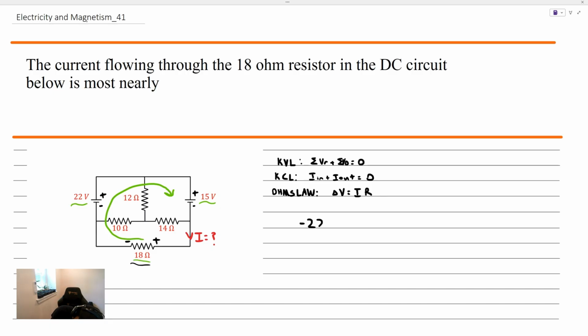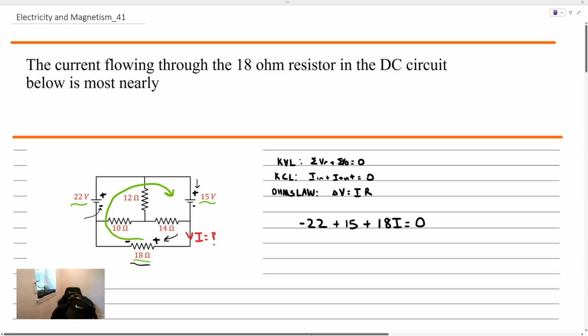Negative 22, and I started with that negative because as you travel clockwise, you're going to intersect that negative sign first. Keep traveling around the loop, we're going to encounter this positive 15, and these are both voltages. The last element that we're going to encounter here is a positive, and then the voltage drop associated with that 18 ohm resistor is going to be the product of 18, the resistance, times the current flowing through that resistor, which is I.